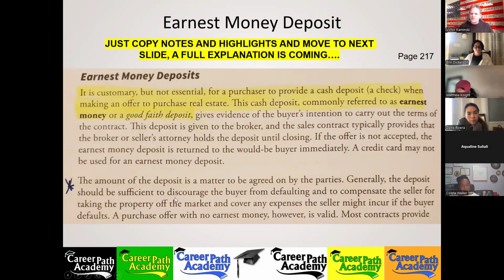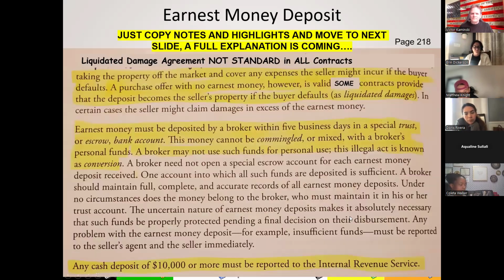Generally, the deposit should be sufficient enough to discourage the buyer from defaulting and to compensate the seller for taking their property off the market to accept yours, and to cover any expenses the seller might incur by the buyer's default. A purchase offer with no earnest money, however, is still valid.